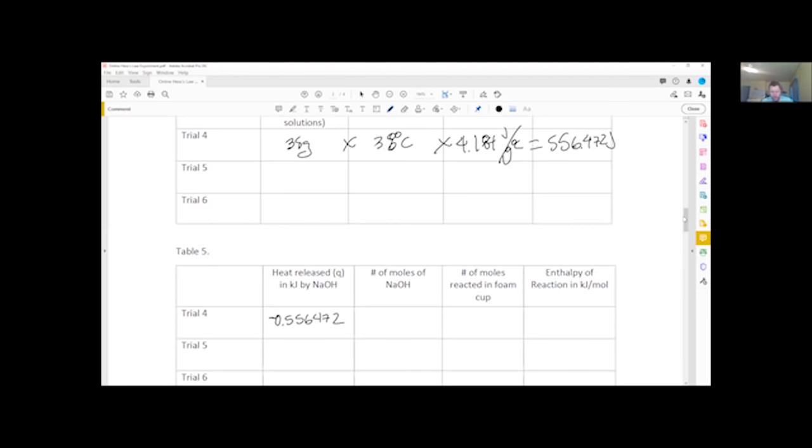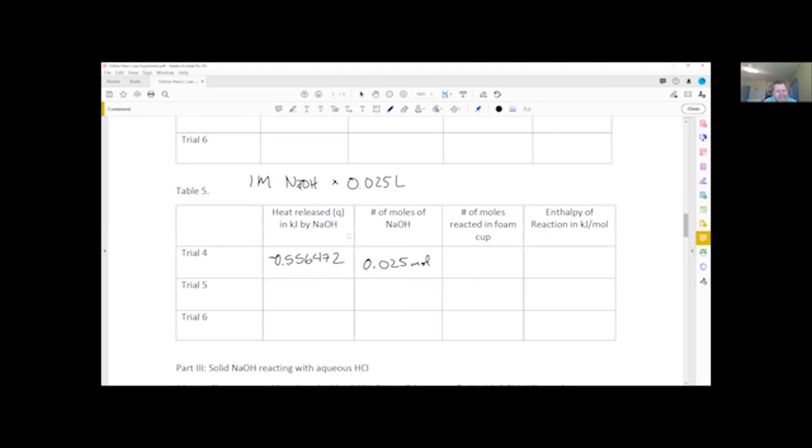Now, number of moles of sodium hydroxide. We had a 1 molar solution of NaOH. We used 25 milliliters or 0.025 liters. When you take the concentration, moles per liter, and multiply it by the number of liters, you get the number of moles, which is 0.025 moles. Now the next column might seem a little confusing. Number of moles reacted in foam cup. What gives? Is this the same thing?